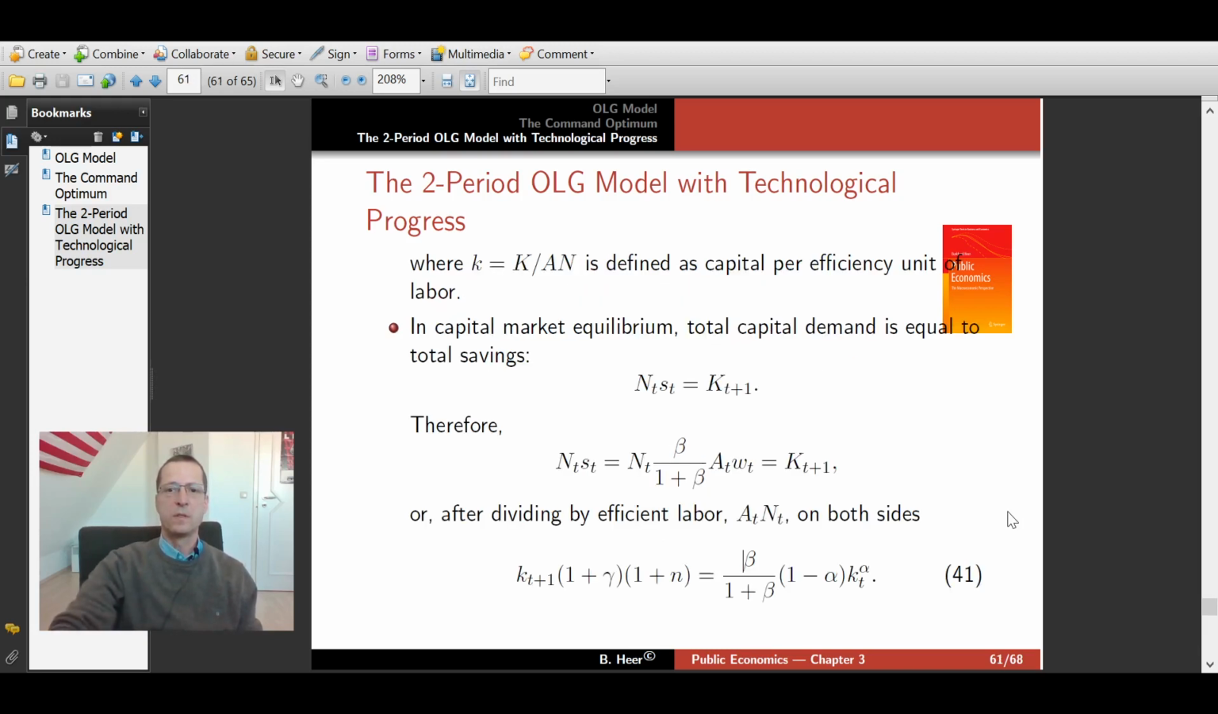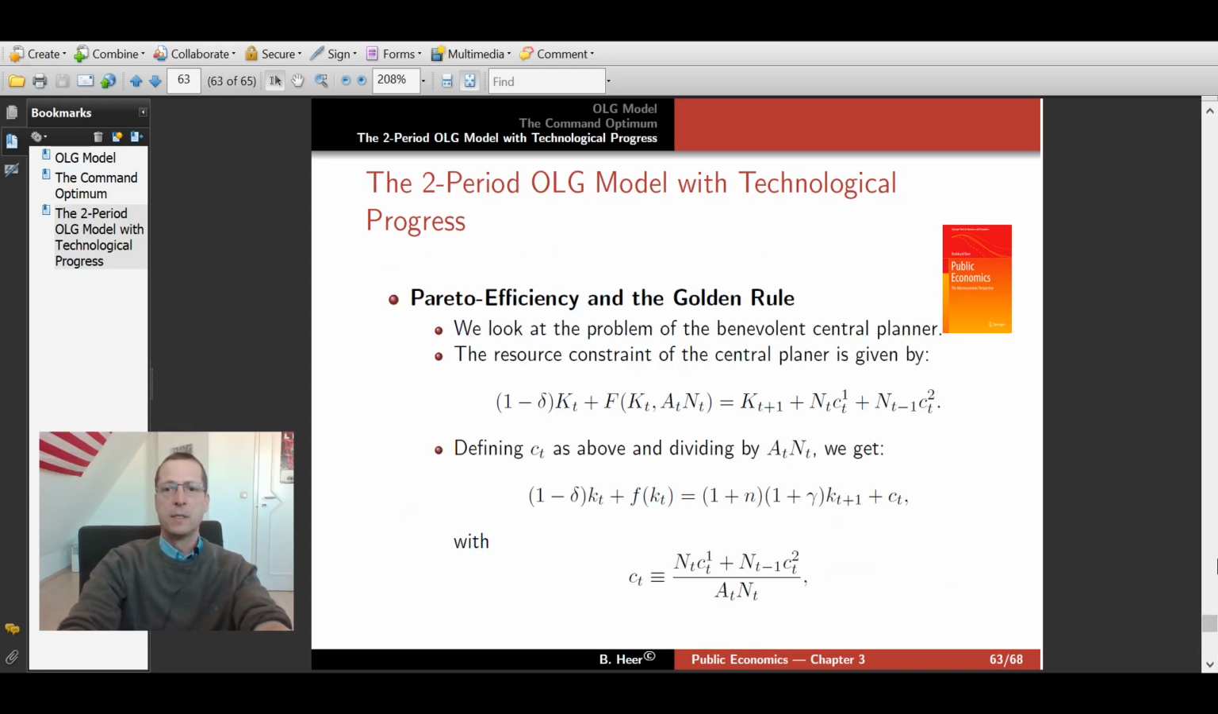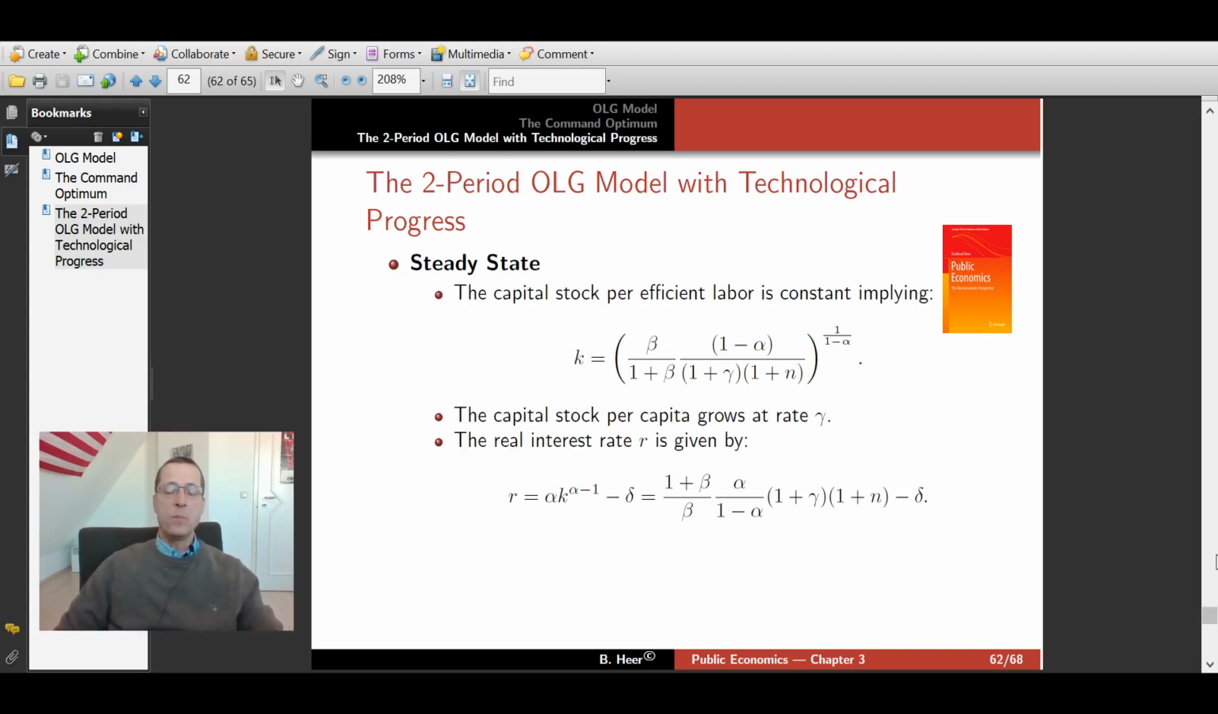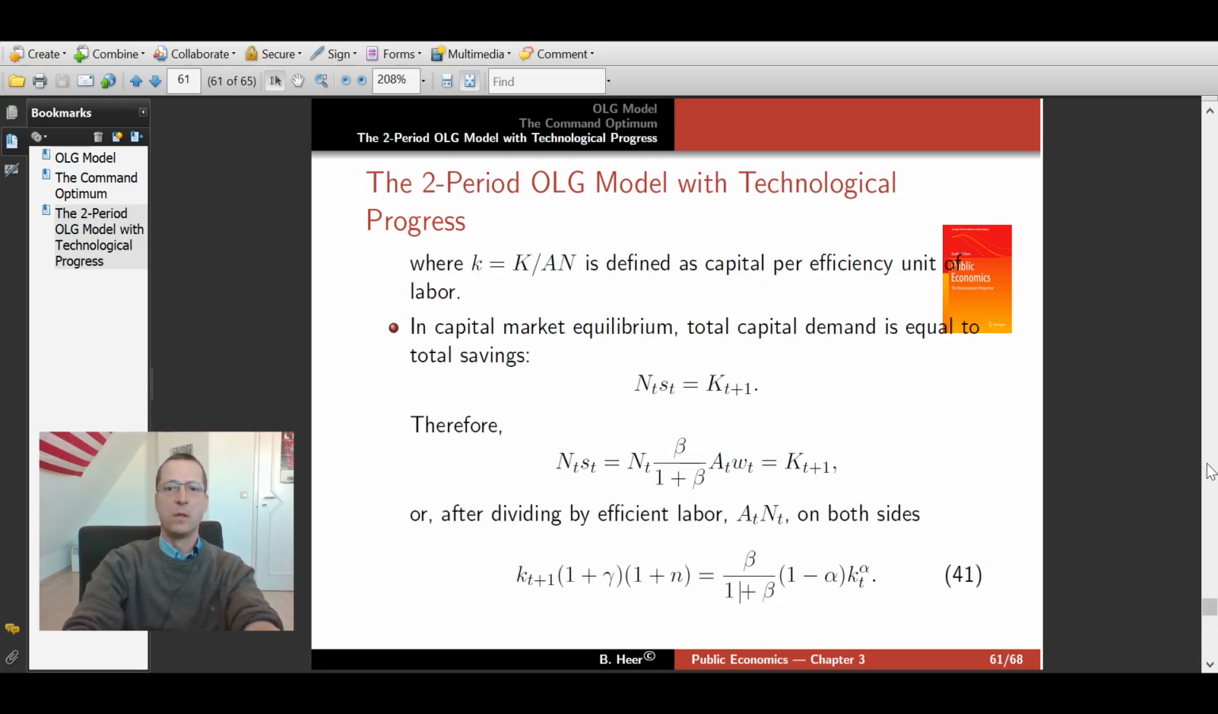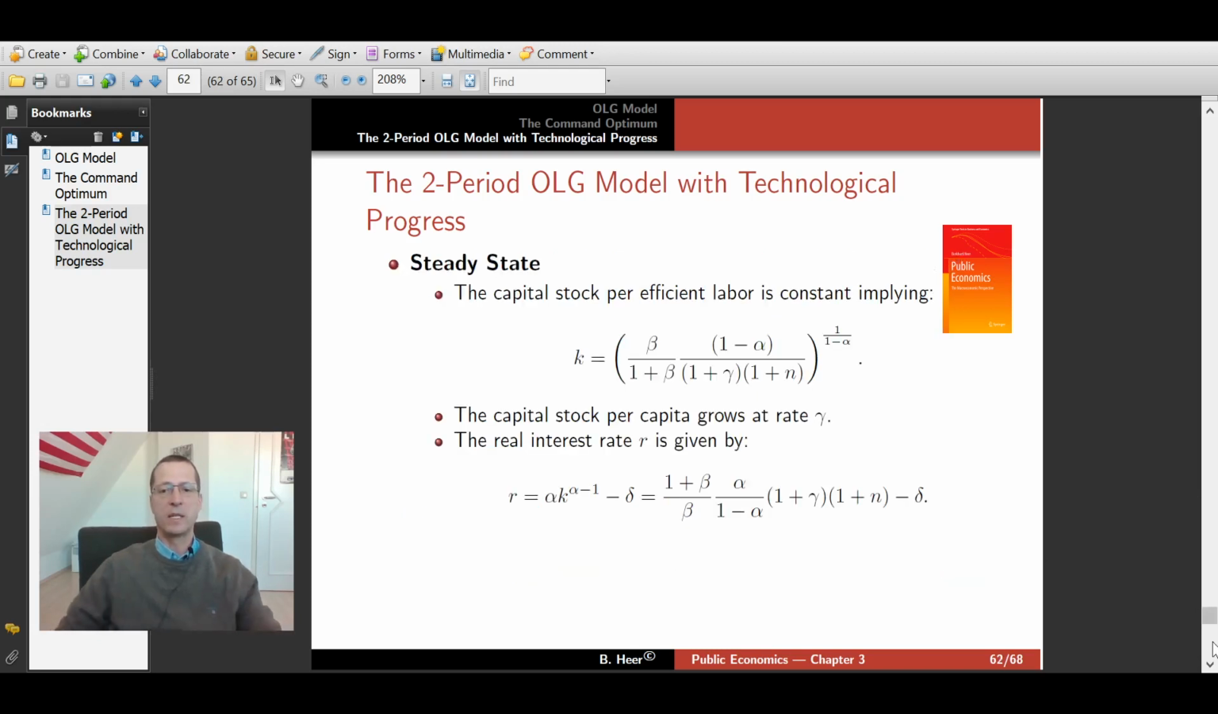So this is the way we introduce labor augmenting technological progress AT into our model and also have exogenous growth. All variables that we have considered now, the real interest rate and the wages, are constant in our model because our capital intensity is constant. Per capita variables like consumption and savings, they all grow at the rate gamma in steady state.